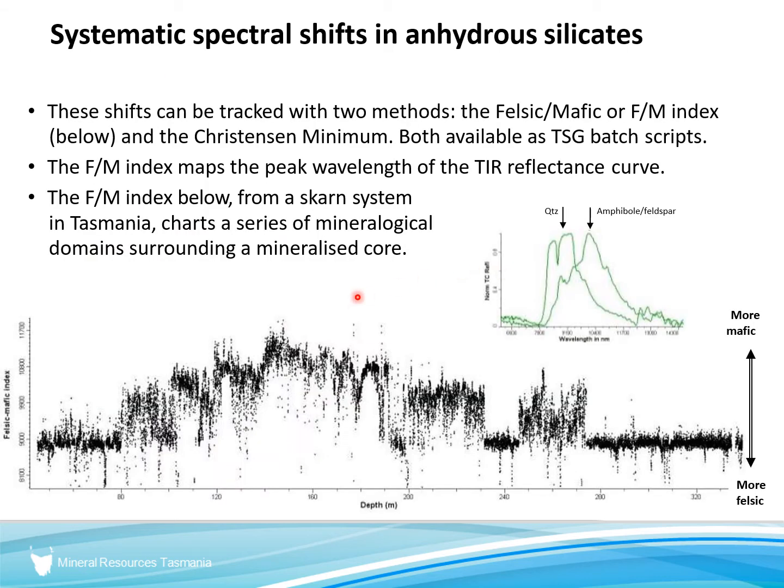So here's a scan at Mount Lindsay in Tasmania, plotting this felsic mafic index, and there's the depth. As we go down the drill hole, there are excursions into different domains of felsic maficness, if you like. It's measuring how felsic or mafic the rock is as we go down the drill hole. So in an alteration system, we could be measuring variations in zonation in the alteration minerals. We could be measuring variation in the protolith.